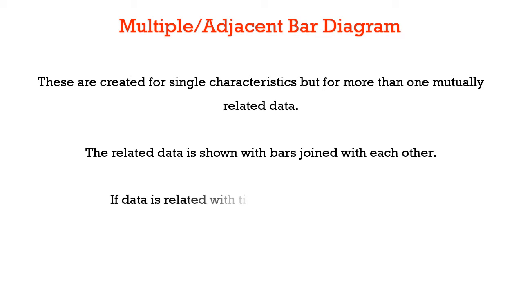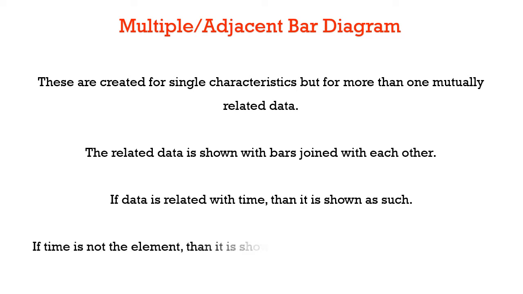If data is related with time, then it is shown as such. That means the time wise 2011, 12, 13, 14, 15 is given, then we show it accordingly. We don't change the data. But if the element of time is not there, and it is shown as just a simple data, then we have to arrange them into ascending or descending order for the sake of simplicity. But that is not always the case. We don't always need to show them according to the ascending or descending order.